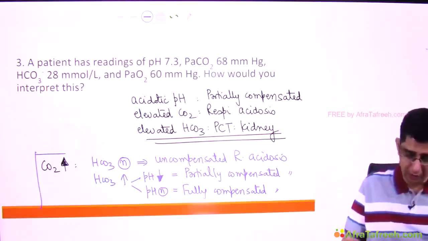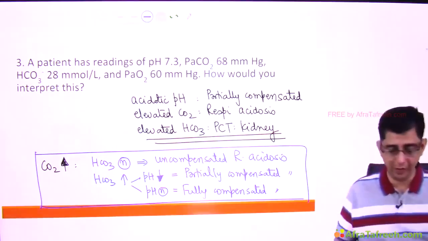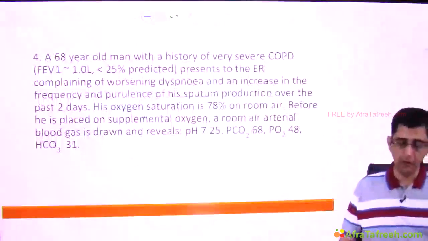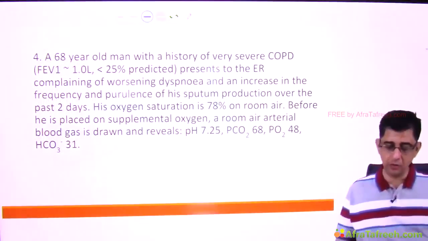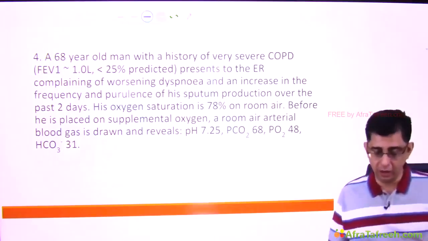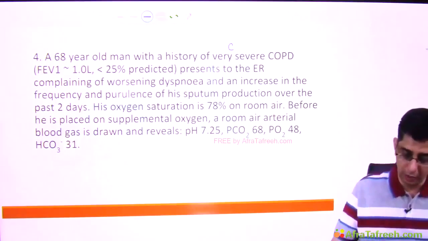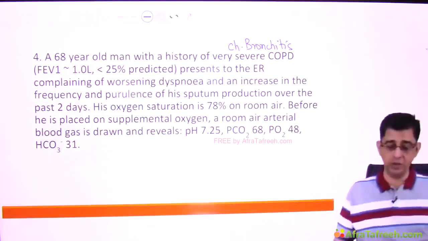If you get this data right, you would be able to do any question based on the topic of respiratory acidosis. Let's try one more. A 65-year-old chap with a history of very severe COPD presents to the ER with worsening dyspnea and increase in the frequency and purulence of the sputum. So you are dealing with a chap with chronic bronchitis, and the purulent sputum is obviously causing plugging of the airways, so he is deteriorated.